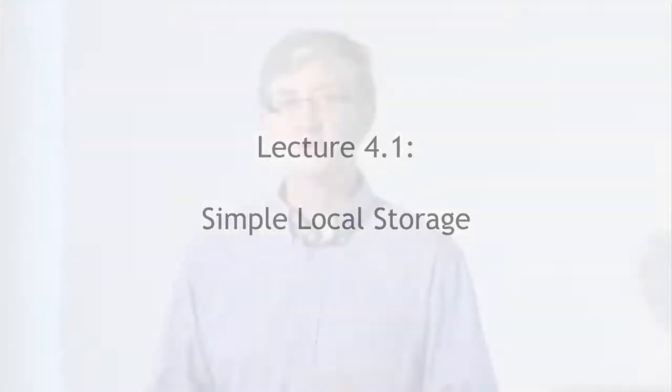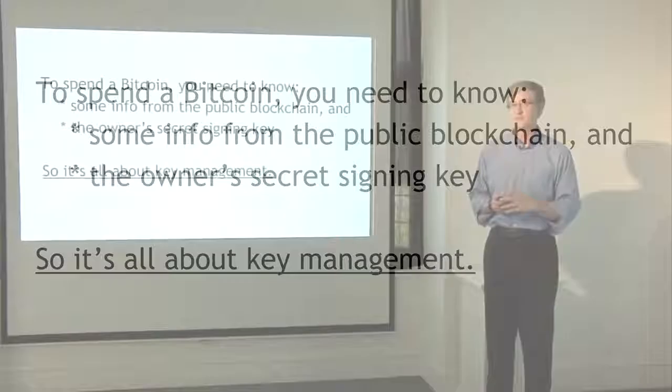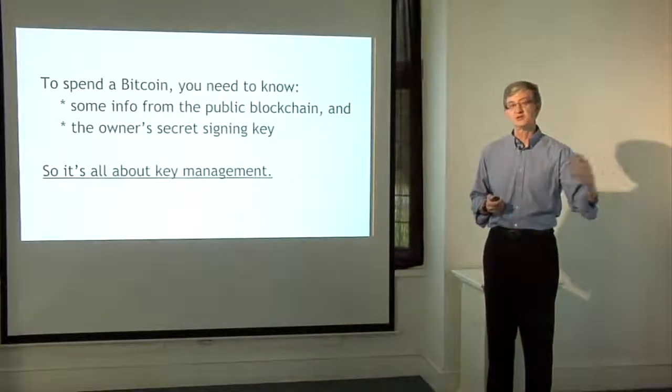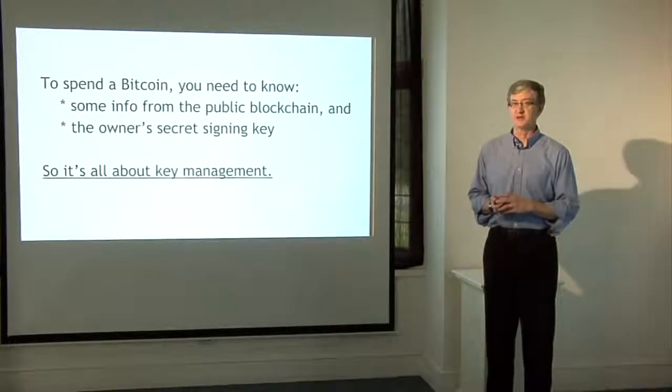Now, just to review, in order to spend a Bitcoin, you need to know two kinds of things. First of all, you need to know some information that's stored on the public blockchain. You need to know what the identity of the coin is and how much it's worth, for example. And along with that, you also need to know the secret key of the owner of the Bitcoin. Presumably that's you. Now, if you think about it, the first piece of information, being on the public blockchain, you don't need to worry too much about how to store it because you can always get it back when you need it. But the secret signing key is the thing that you'd better keep track of.